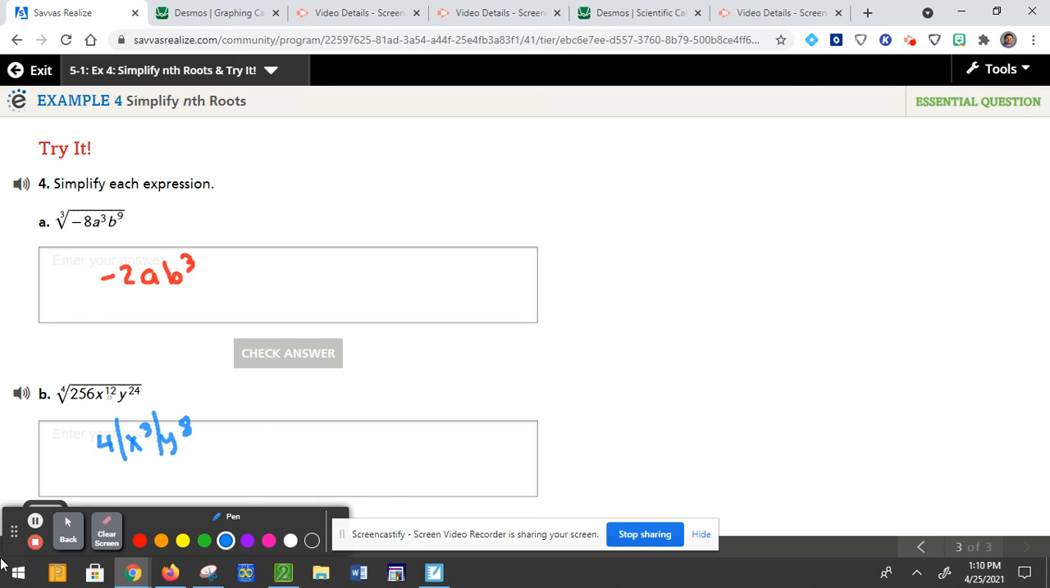The fourth root of x to the 12th is x cubed. The fourth root of y to the 24th is y to the 8th. The x cubed needs the absolute value bars because it is an odd exponent that came from an even root. The positive 4 you already made positive, and the y to the 8th is an even exponent, so it's guaranteed to be positive. All right, let's look at example 5.